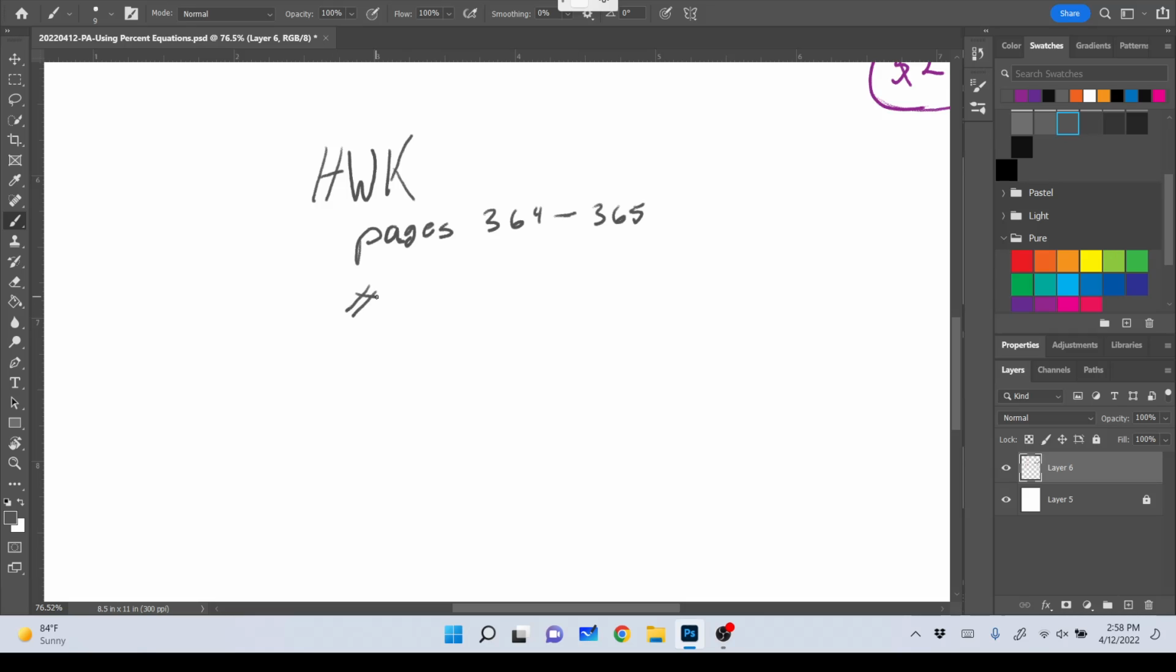Pages 364 through 365. Numbers 10 through 28 evens. You have about 15 minutes to work on it. I very strongly recommend starting now and asking questions when you have them.